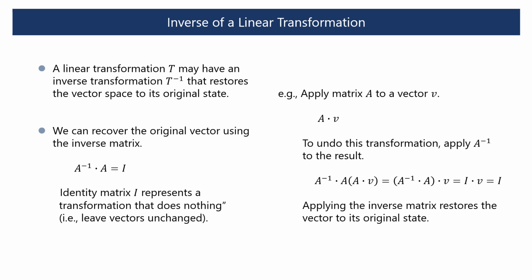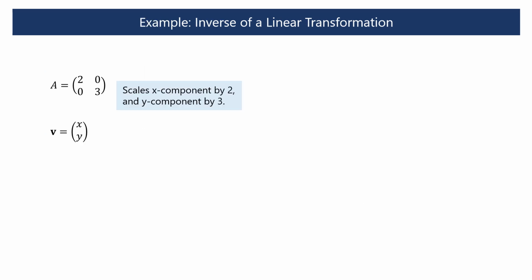To undo this transformation, apply A inverse to the result. As we can see, applying the inverse matrix restores the vector to its original state. Let's see a more concrete example.